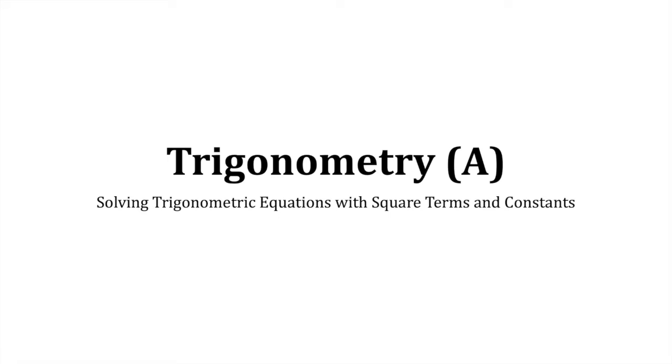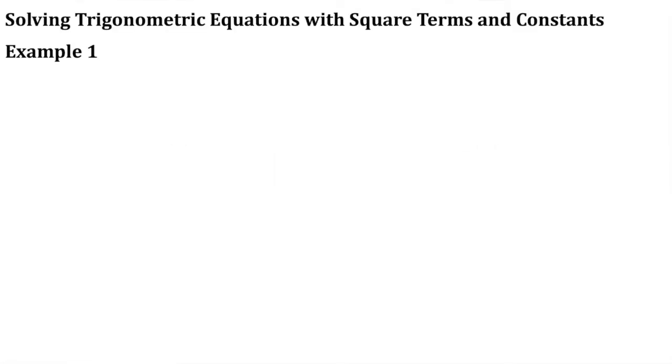In this video, we're going to learn how to solve trigonometric equations with square terms and constants. So, example 1, solve tan squared x equals 3 for x lying between 0 and 360 degrees. So, a slightly different example this time. We've not really dealt with any yet which have square terms.